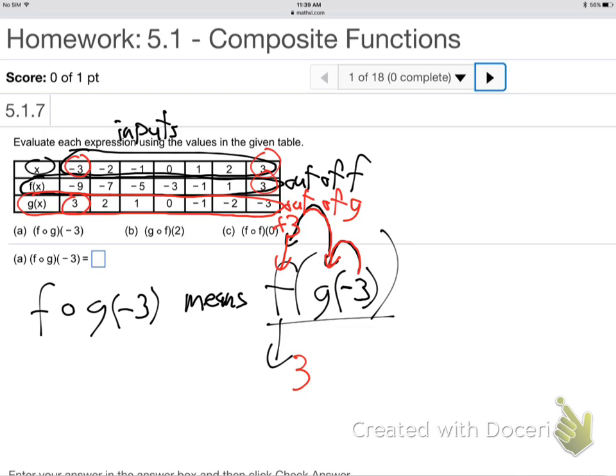Want to try part B? Let's try part B. G of F of 2. So same kind of thing. Try that. Take the 2 and plug it into the F machine. See what pops out, and then put that into the G machine, and then what pops out from the outer machine is your answer.